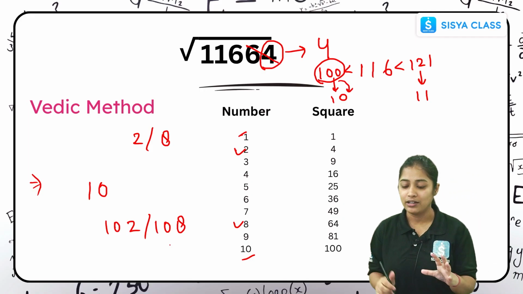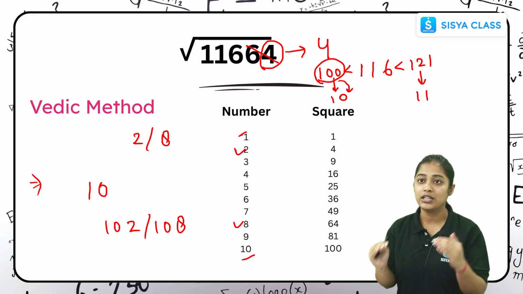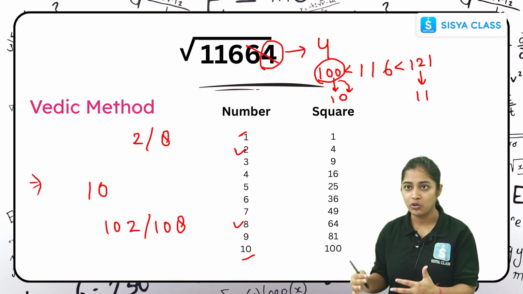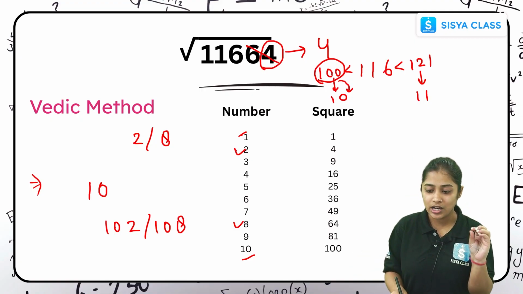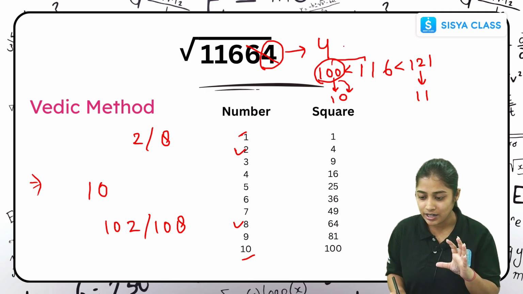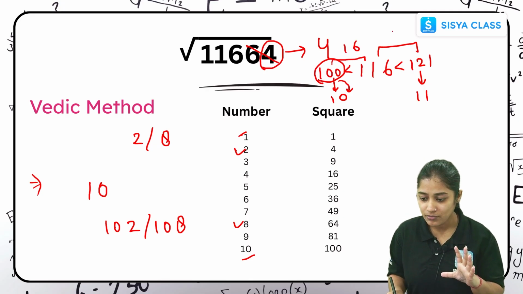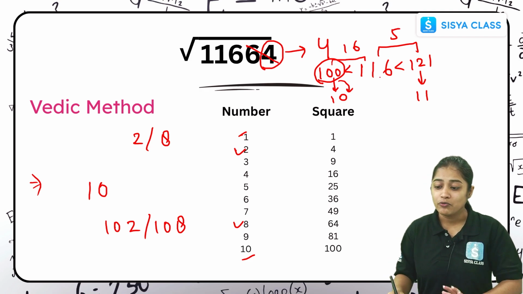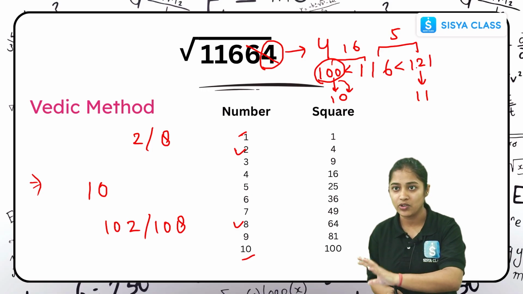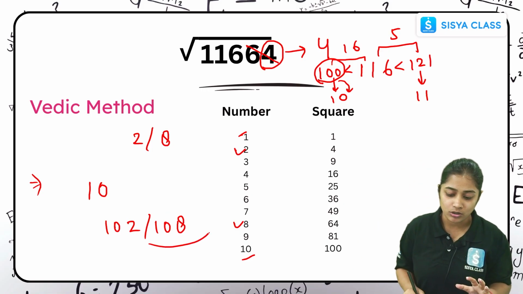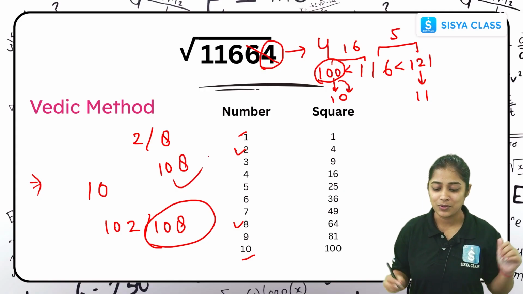Now I will check that 116 is nearer to which square number. Is it nearer to 100 or is it nearer to 121? So here 116, what is the difference between 100 and 116? It is 16, right? And the difference between 116 and 121? It is 5, correct? So 116 is nearer to the greater square number, that is 121. So my answer is also the greater possibility, that is 108. So this is my answer.